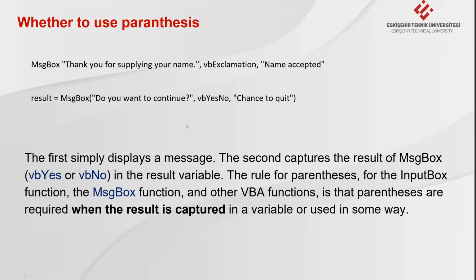The rule for the parentheses for the InputBox function and the MsgBox function, and for all other VBA functions, is that parentheses are required when the result is captured in a variable or used in some way. So you could use parentheses in the first line, but it was optional because you did not get any information and you did not capture anything. But in the second line, you are capturing something from the user. In here, you have to use parentheses. Okay, the difference comes from here.